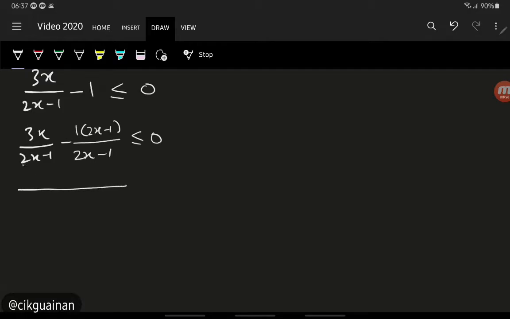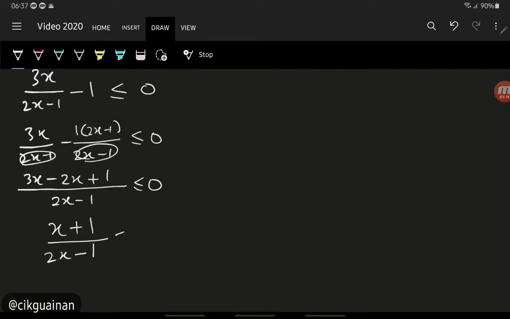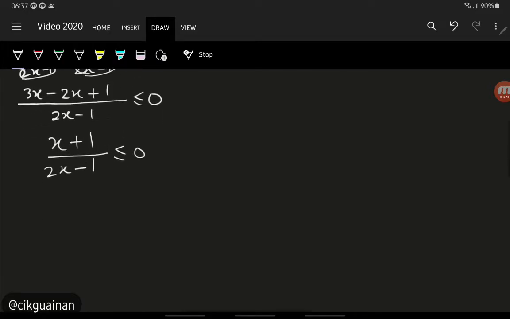Since the denominators are the same, we just write one of them. 3x minus 2x, just multiply them, so minus 2x plus 1, less than or equal to 0. Then 3x minus 2x is x, plus 1, over 2x minus 1, less than or equal to 0. Okay, done already. What is the next step?